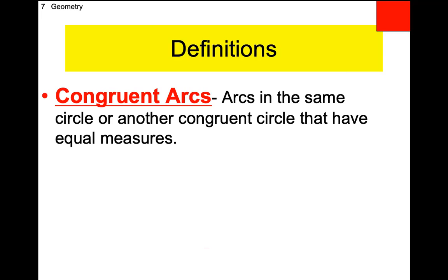Guess what it doesn't say? Arcs in any circle. It's not saying that. It's saying either arcs in the same circle or arcs in congruent circles. Remember, circles are congruent if the radii are equal. Therefore, we define congruent arcs as arcs in the same circle or congruent circles that have equal measurements. And remember, we're talking about arc measure here, not arc distance.